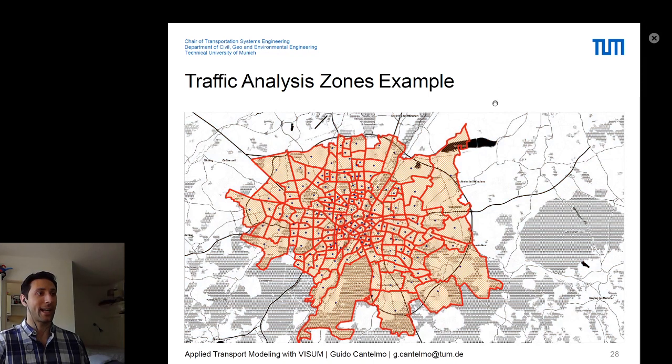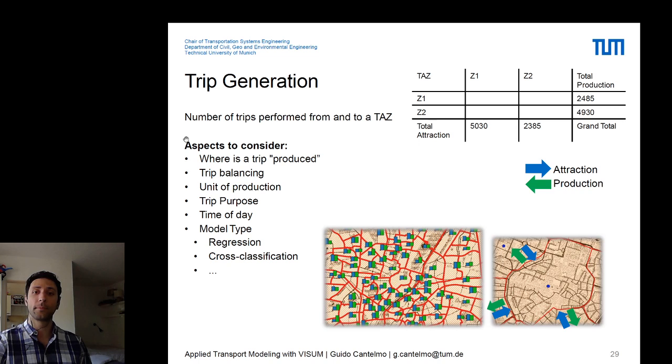So let's see one example once again. This is our study area, as we mentioned before. And this is the first step of our 4-step model. So what do we have? We have the production and the attraction, as we mentioned before. So for instance, if you look in the top right of this presentation, we have what we call the origin-destination matrix.